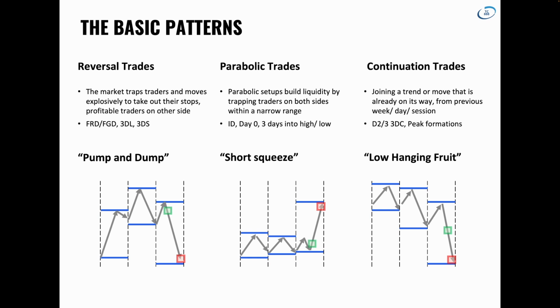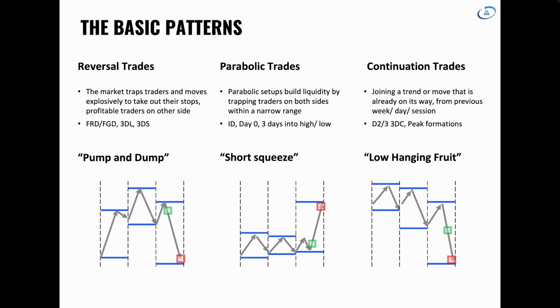Reversal trades: the market traps traders on one side and moves explosively to take out their stops on the other side. And also profitable traders are on one side after multiple breakouts, and you sometimes wait then because there are weaknesses in the market.